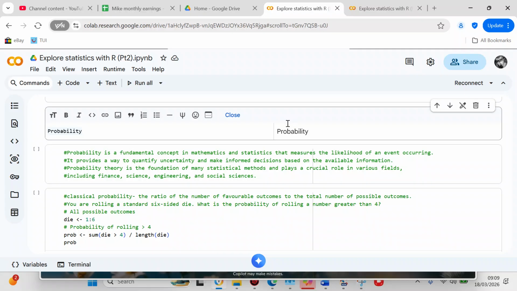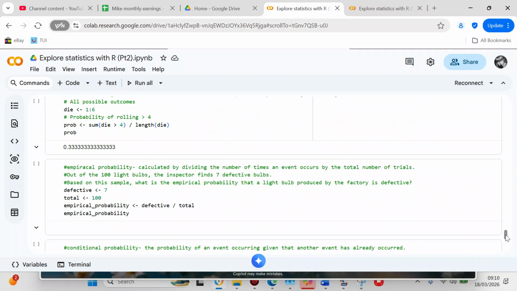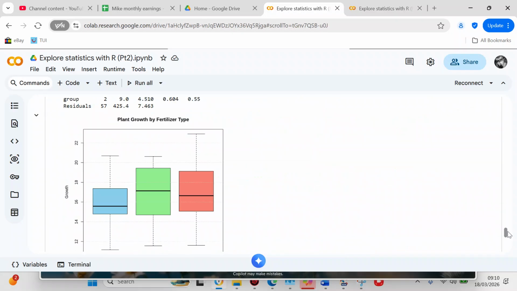So probability is a fundamental concept in mathematics and statistics that measures the likelihood of an event occurring. It provides a way to quantify uncertainty and make informed decisions based on the available information. Probability theory is the foundation of many statistical methods and plays a crucial role in various fields, such as finance, science, engineering, and social sciences. So the first thing we're going to do is cover some probability practice questions.